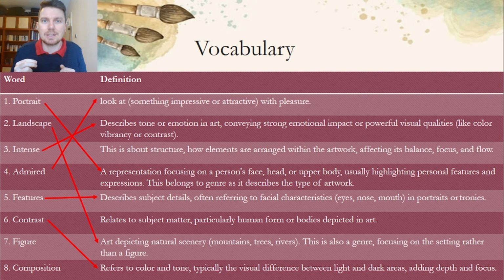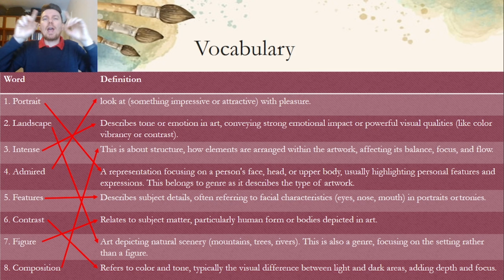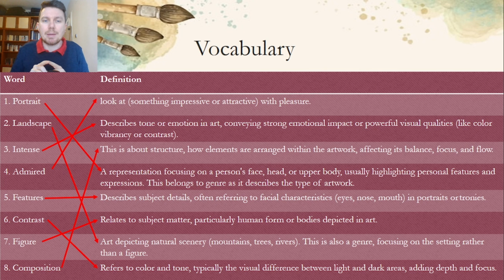Okay, figure relates to the subject matter, particularly human form or bodies depicted in art. So we think about figure as the human body. Okay, so we say landscape is the actual natural environment. The figure is the human body. And then finally, composition. Composition is about where you put things in the frame. It's the structure, how elements are arranged within the artwork, affecting its balance, focus, and flow.